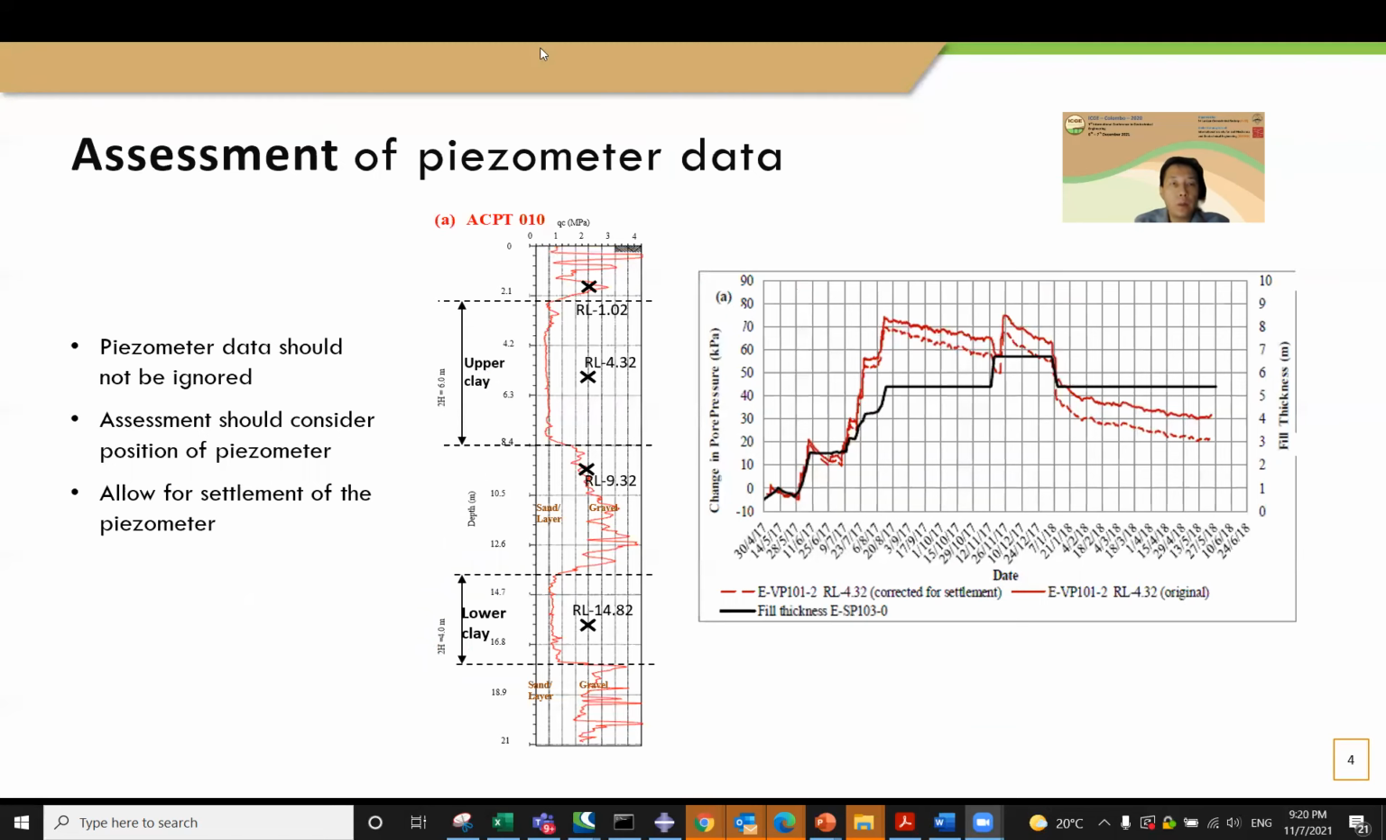Data from the piezometer must not be ignored as part of the assessment of degree of consolidation. For the case with large soil settlement, it is important to correct the pore water pressure reading for any increase in hydrostatic pressure due to the settlement of the piezometer itself. Otherwise, we would misinterpret the data with greater excess pore water pressure.